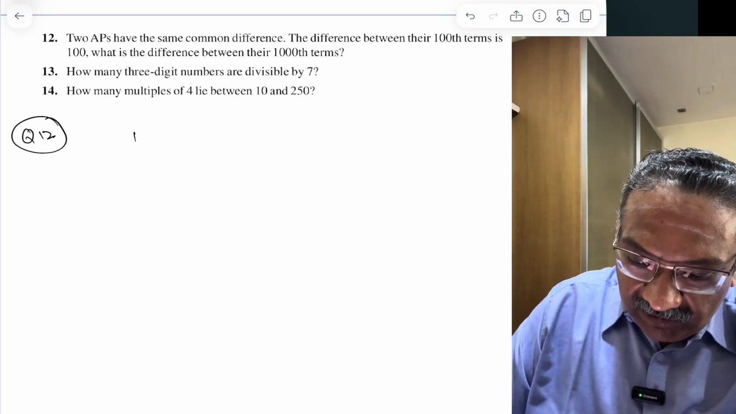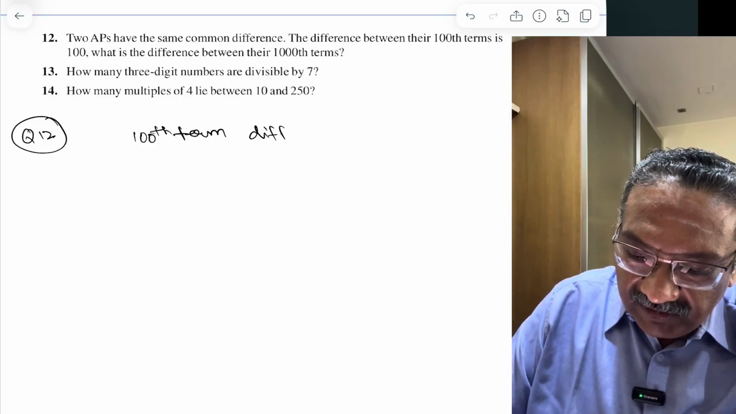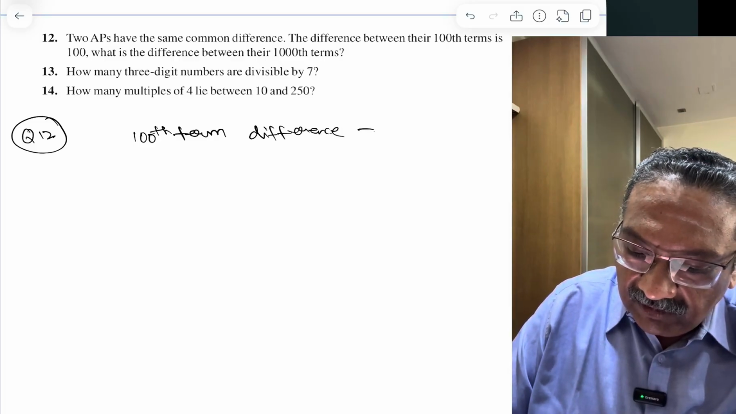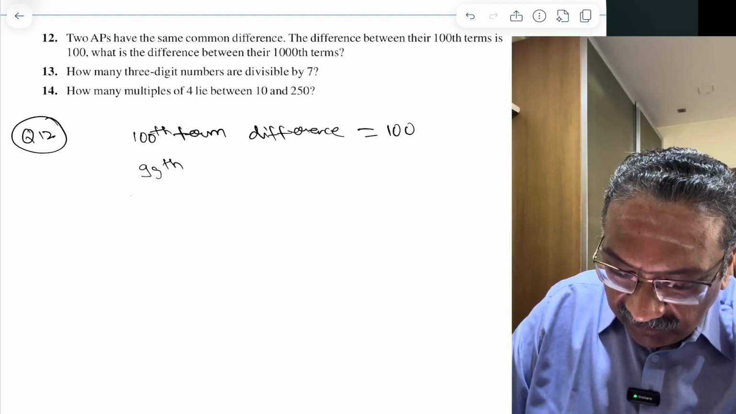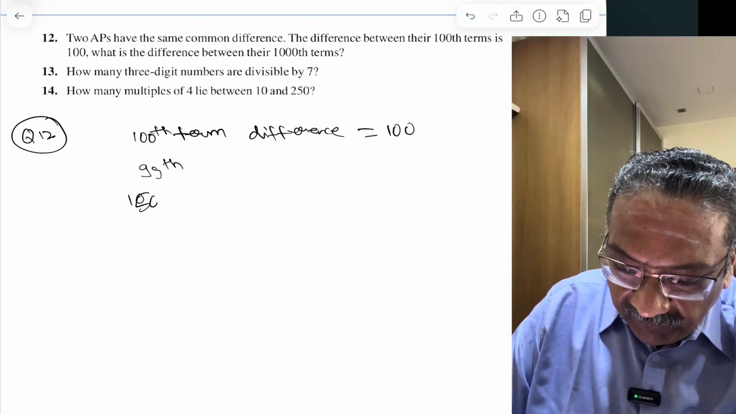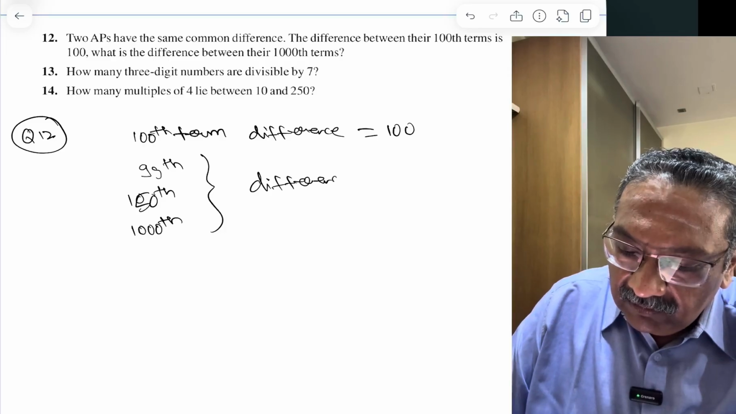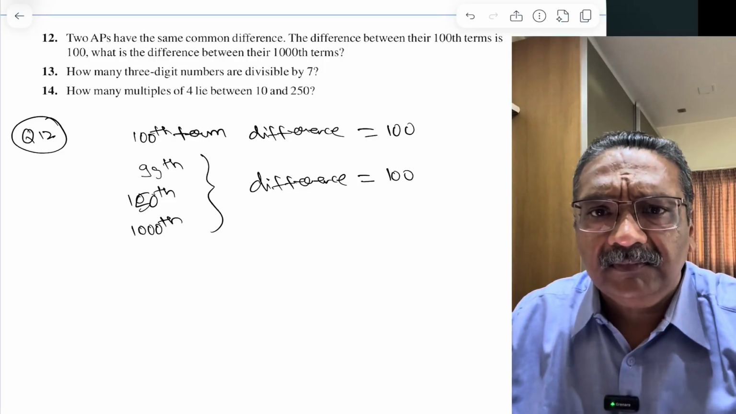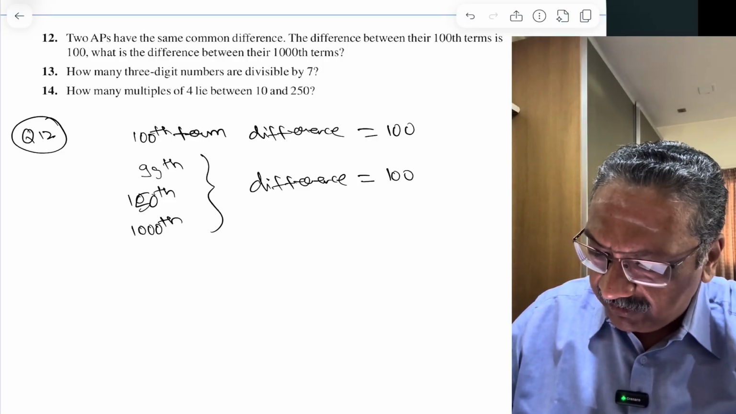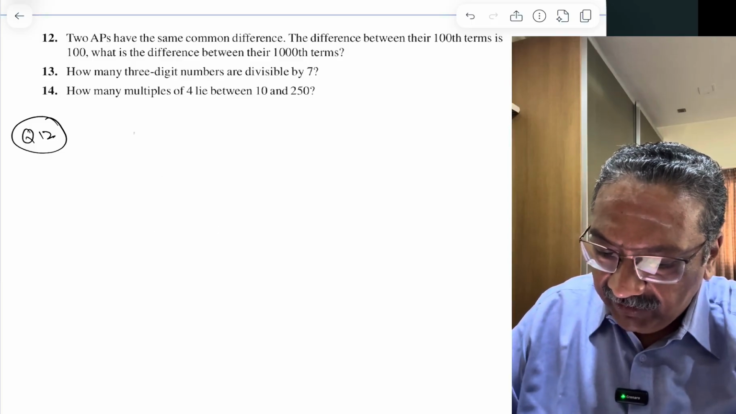So the 100th term difference is 100. Whatever term you take, the 99th term, the 150th term or the 1000th term, the difference will always be equal to 100 only. This can be an MCQ question, so directly you can solve it like this, but let us also do the same one in a mathematical way.